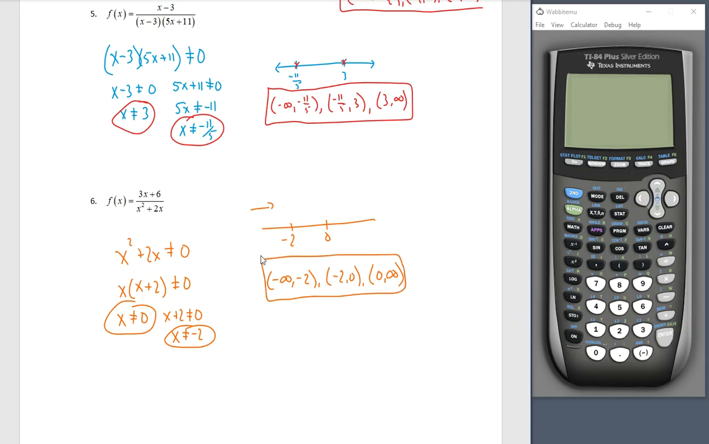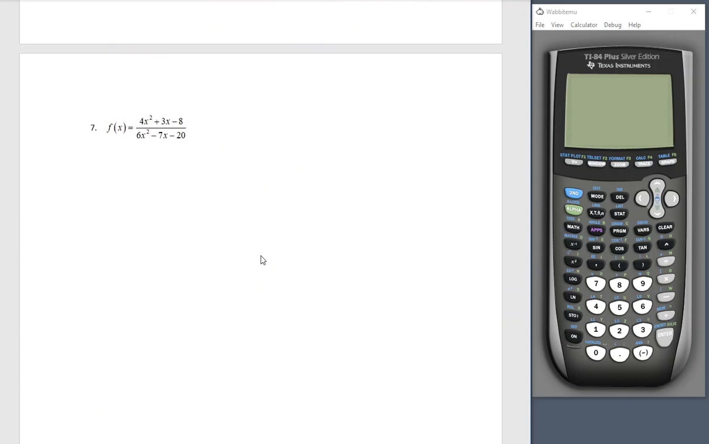All right, looks like I put example 7 on the next page, and this one is a doozy. Okay, it needs its own page.